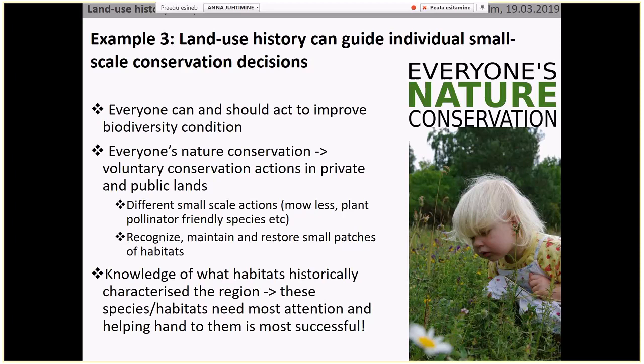So, yes, I think that's all from me. I want to acknowledge or summarize that actions that we take in conservation or restoration should be guided by historical land use knowledge.